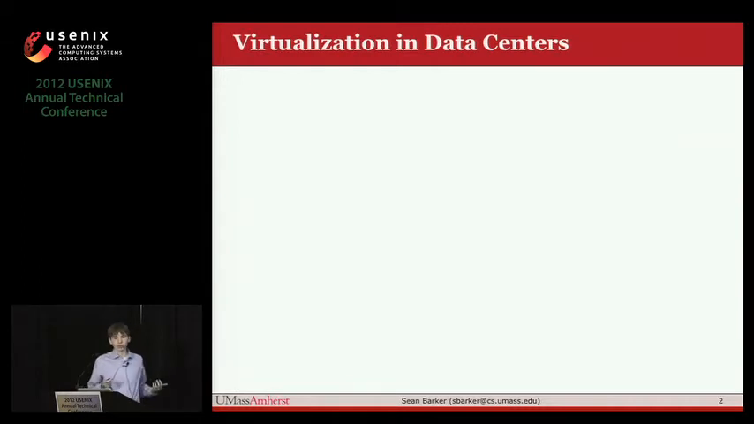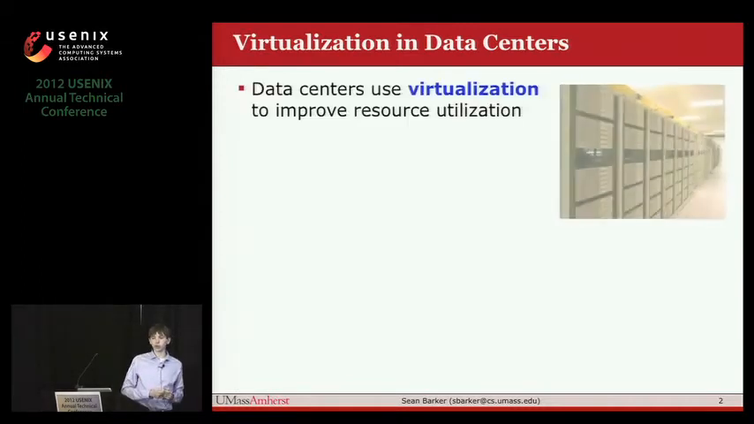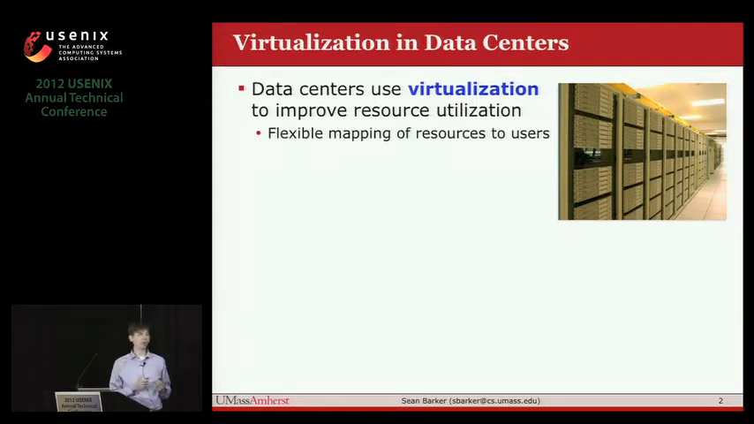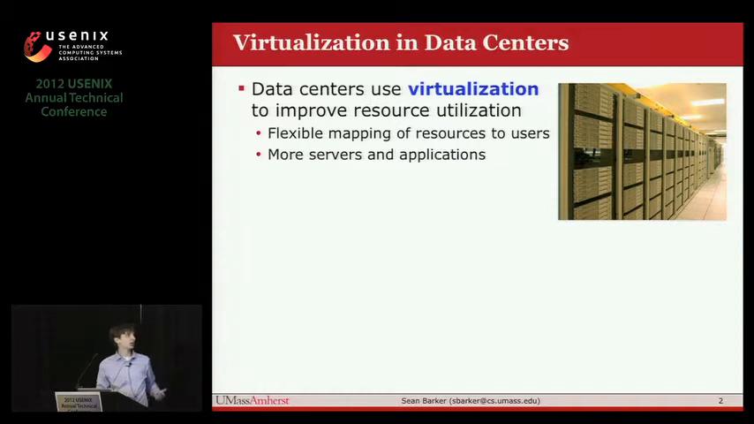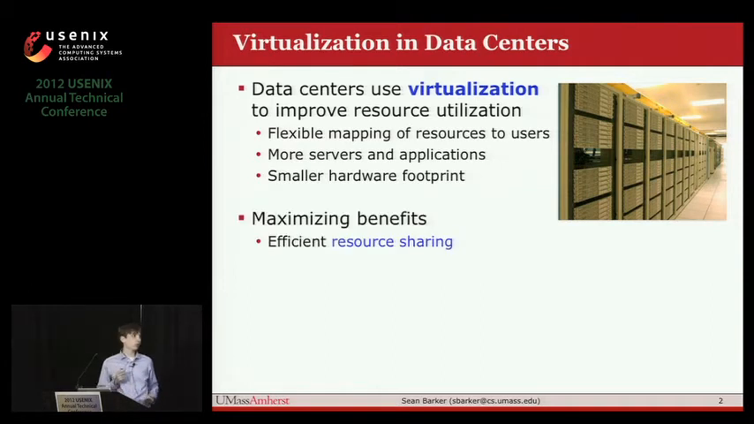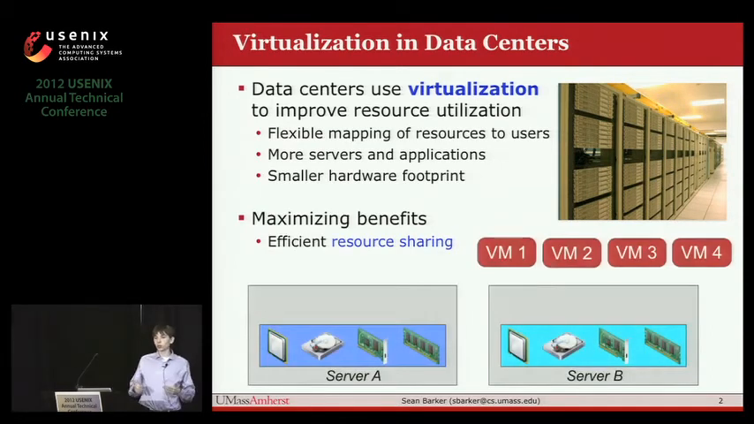So how do we normally use virtualization? Well, one way we often use it is in data centers to improve resource utilization. What virtualization does for us is allow us to flexibly map the resources we have available to the users we want to service. Practically, this means we can have more logical servers and service more applications using a smaller total hardware footprint. Of course, we'd like to maximize the benefits we get from doing this, and in practice, this means we want to efficiently share resources between our VMs.